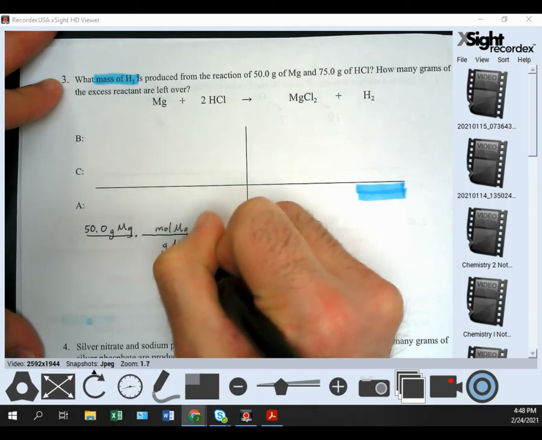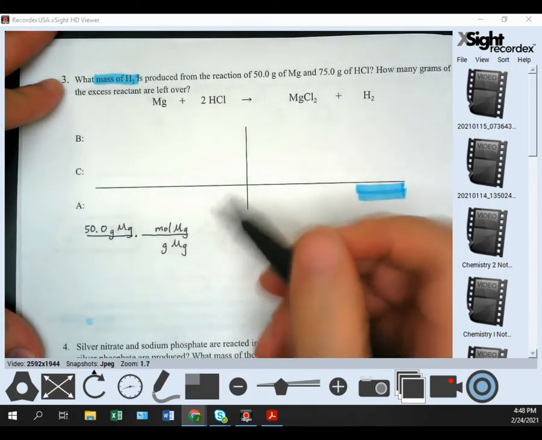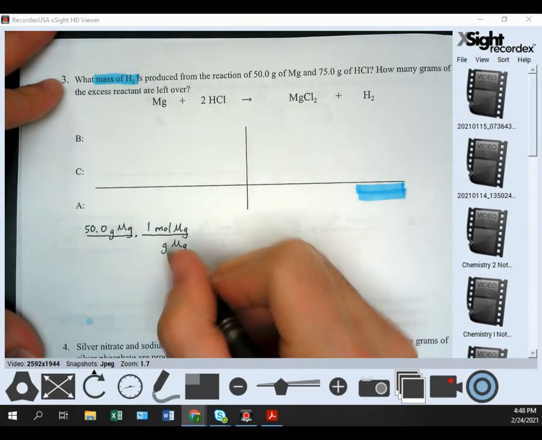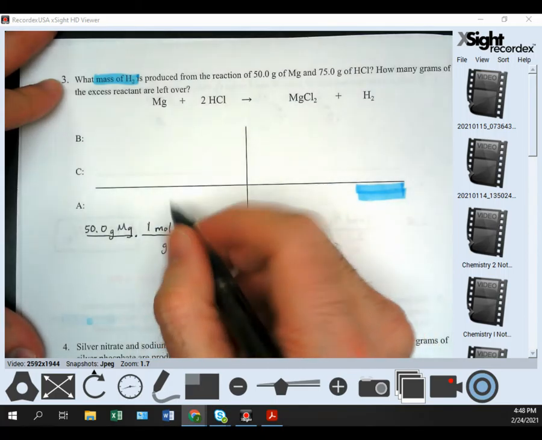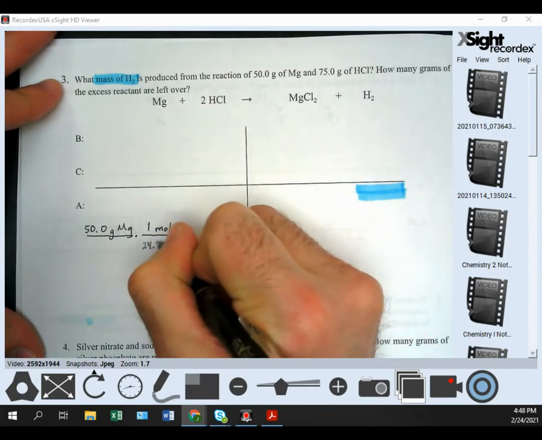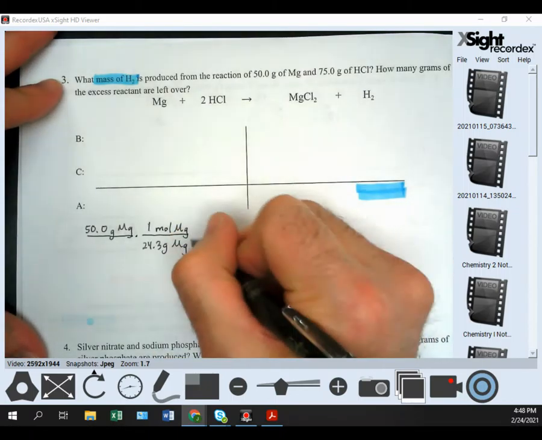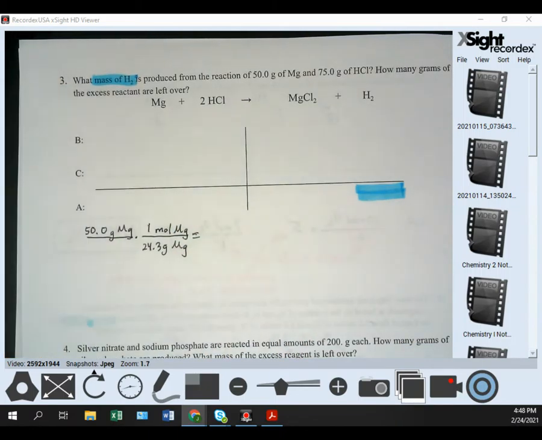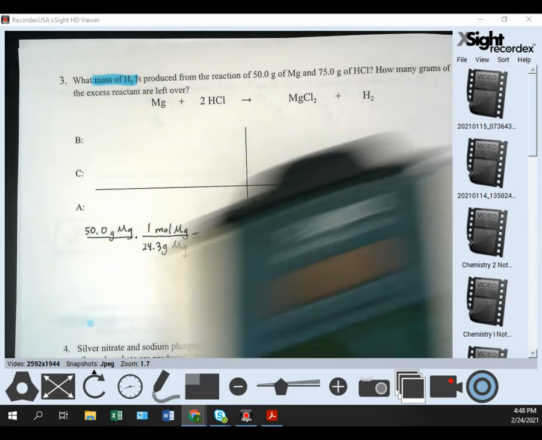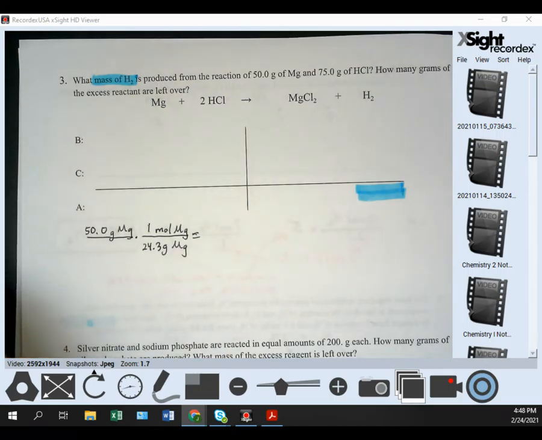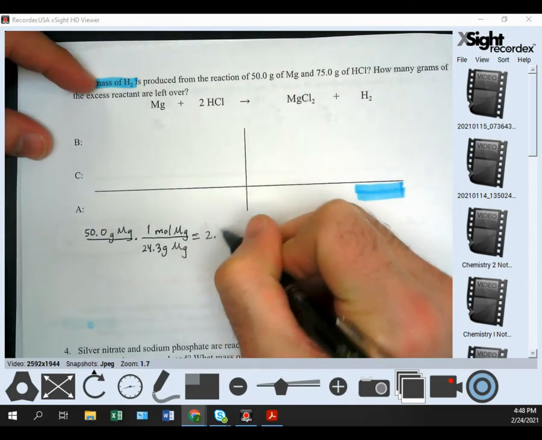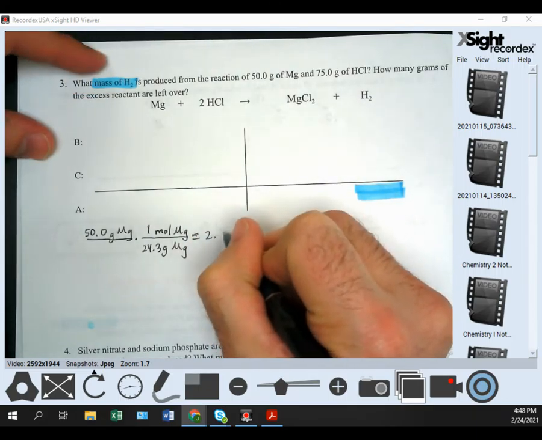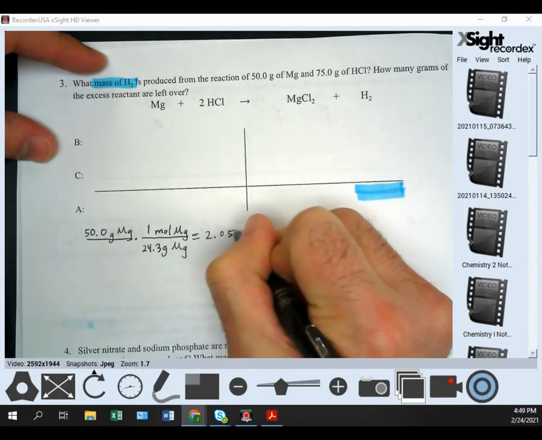Grams of magnesium go on the bottom because it's on the top here, turning it into moles of magnesium. This conversion, grams to moles, is 1 for the mole and the molar mass for the grams. Magnesium is just Mg, there's no Mg2 or anything on it, so it's the mass, 24.3. Okay, so do the math on this. 50 divided by 24.3, and we get 2.058, rounding a little bit there, moles.